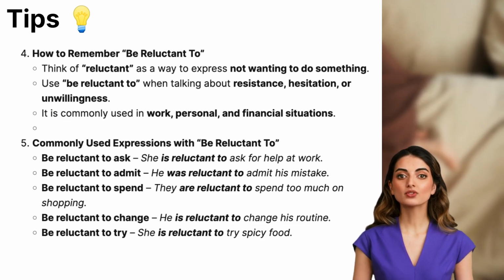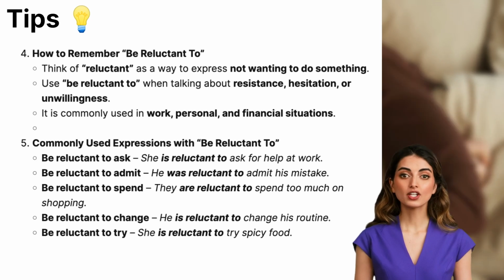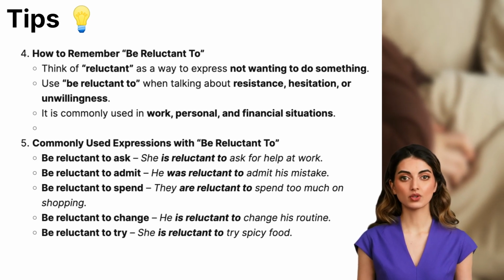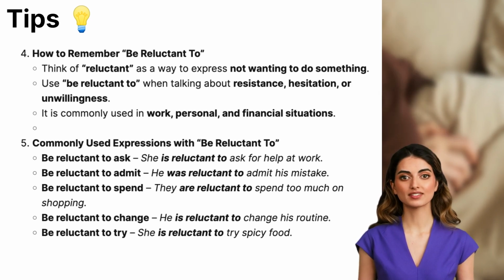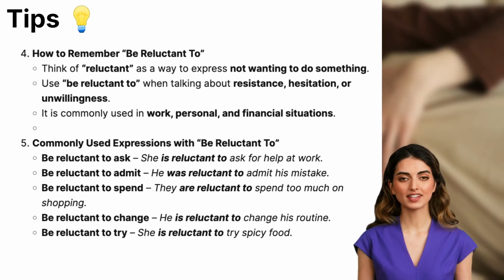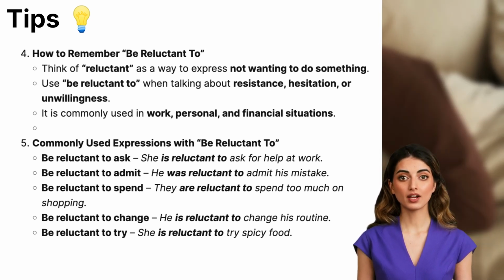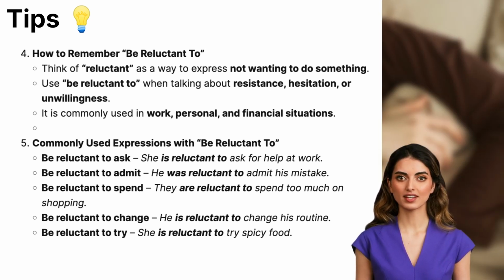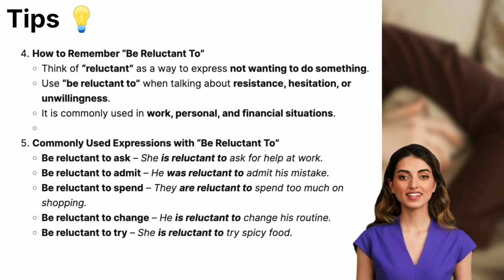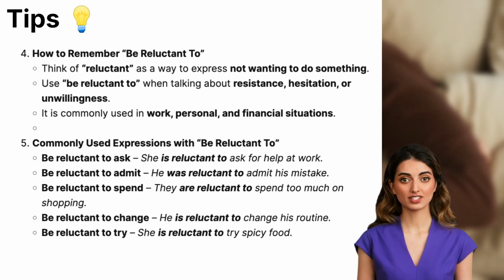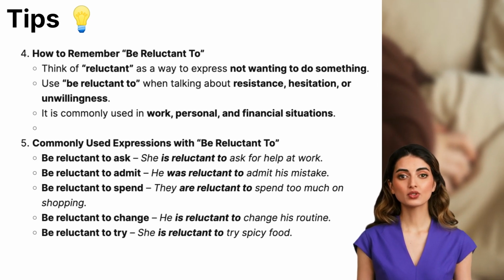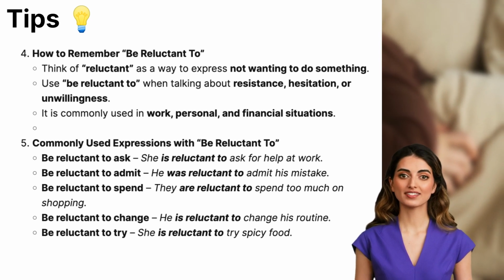4. How to remember be reluctant to. Think of reluctant as a way to express not wanting to do something. Use be reluctant to when talking about resistance, hesitation, or unwillingness. It is commonly used in work, personal, and financial situations. For example, instead of saying, "I don't want to spend too much money," you can say, "I am reluctant to spend too much money." This makes your response sound more polite and indirect.